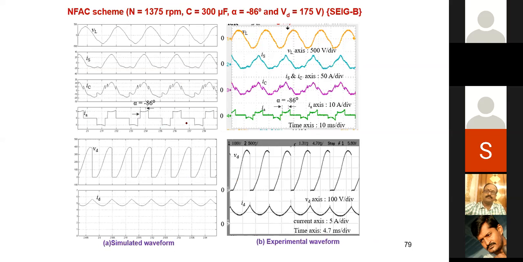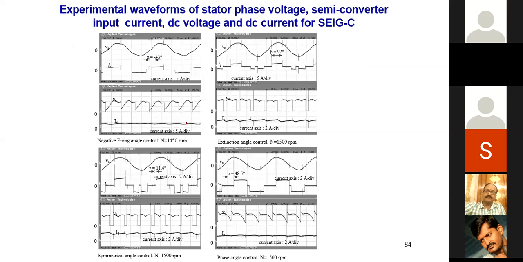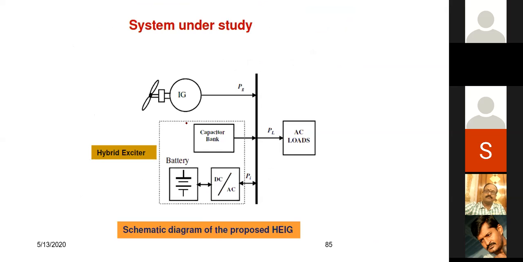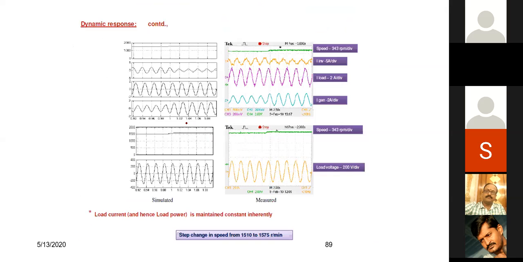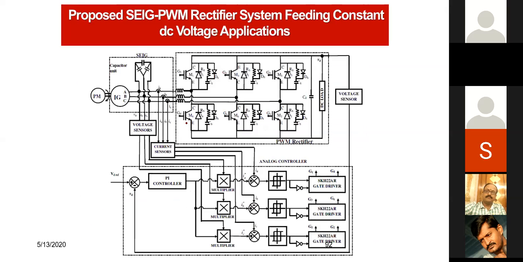Since the frequency of the control is only 50 hertz or less than 50 hertz. So these are the experimental results which we observed, and many techniques we observed. This is another technique, another power electronic controller for the DC load.